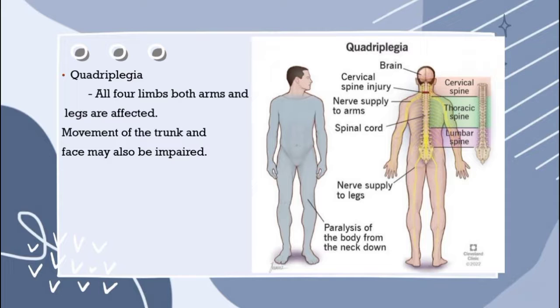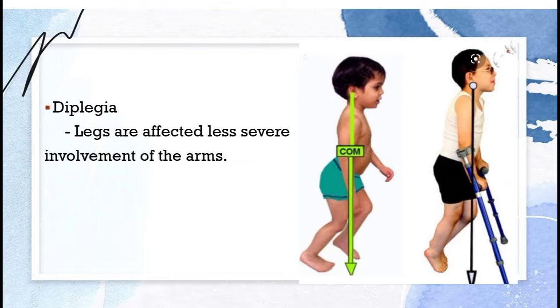So, kung ating makikita sa larawan, ang example of quadriplegia ay meron siyang mga affected body na dulot ng pagka-paralysis nito. So, una-una talaga dito is yung brain. Second is the cervical spine injury. Third, nerve supply to arms. And then next is spinal cord, nerve supply to legs, and the last was the paralysis of the body from the neck down. Next is diplegia.